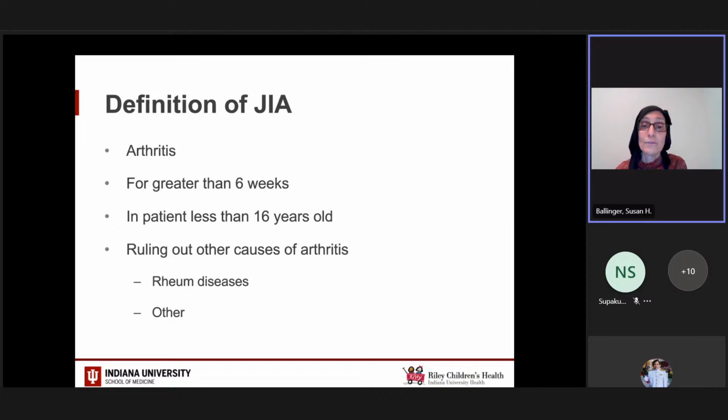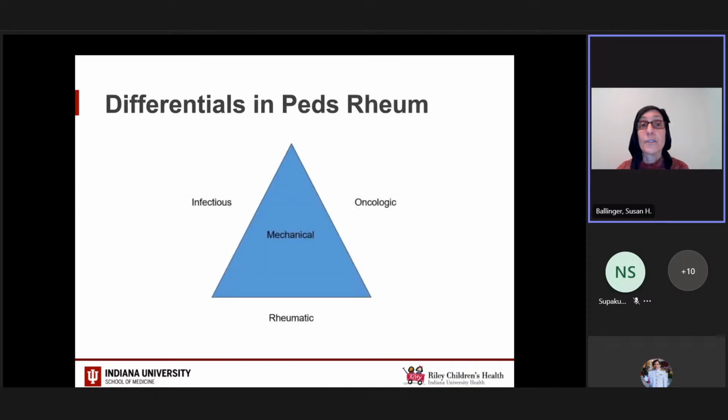And you have to rule out other causes of arthritis, including other rheumatologic diseases like lupus and dermatomyositis, and then other causes altogether. This is my favorite slide to present because it really tells you everything you need to know about peds rheumatology. When you're thinking about a rheumatologic etiology of disease, you also always have to consider infections and oncologic disease, and then mechanical, or what I sometimes refer to as non-surgical orthopedic problem.